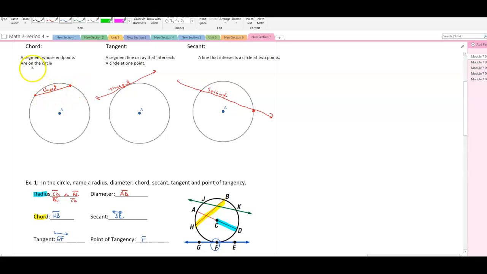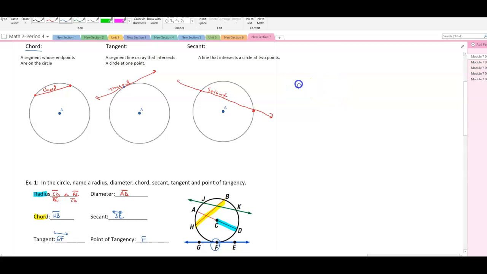Okay, so just a reminder, a chord is a segment whose endpoints are on the circle. A tangent is a line, segment, or ray that intersects a circle at one point, and a secant is a line that goes through the circle twice, right? So you really need to go back and look at this.